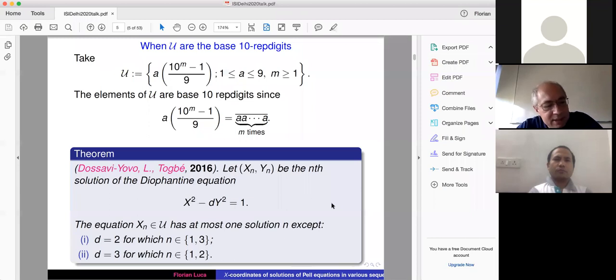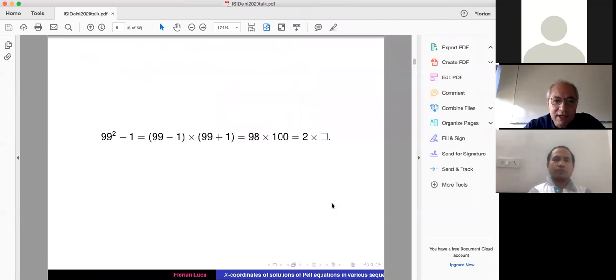And Alain had some students, so he said, let's work on some problem. So this problem was motivated by the following example. Let me go on the next page. Look at this number, 99 squared minus 1. Write it as in school, 99 minus 1 times 99 plus 1.